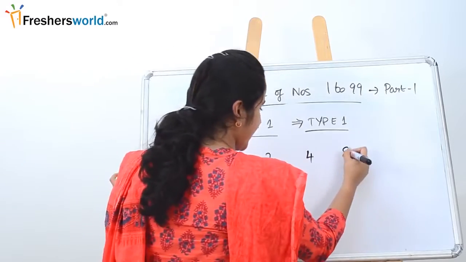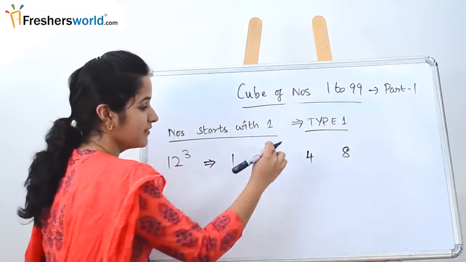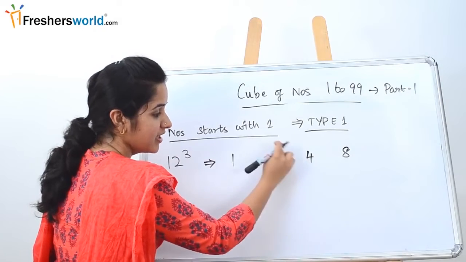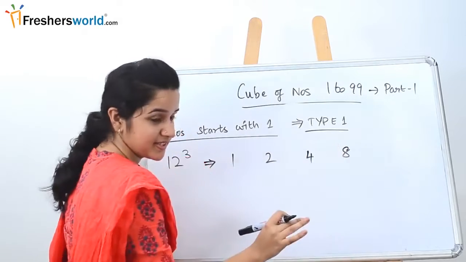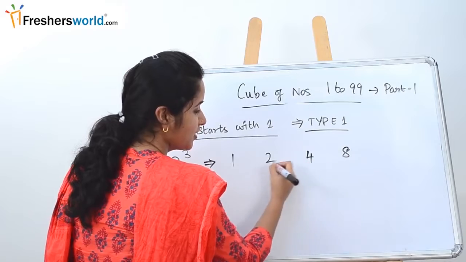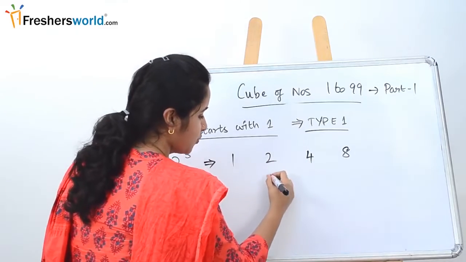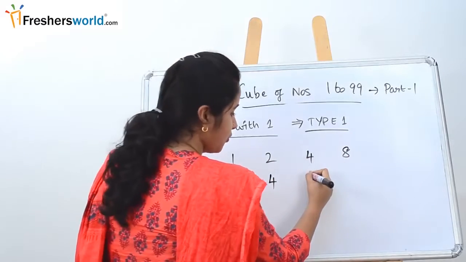2 cube is 8. So what is the first step that we did? We did the square of it, write it here. Cube of it, write it there. Next step is multiply the middle 2 digits by 2. So 2 into 2 is 4. 4 into 2 is 8.